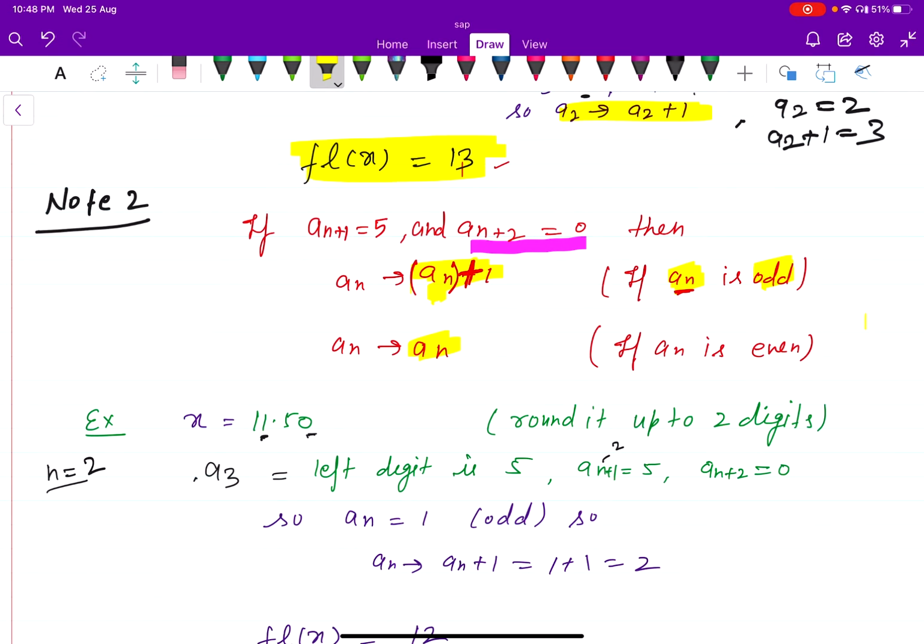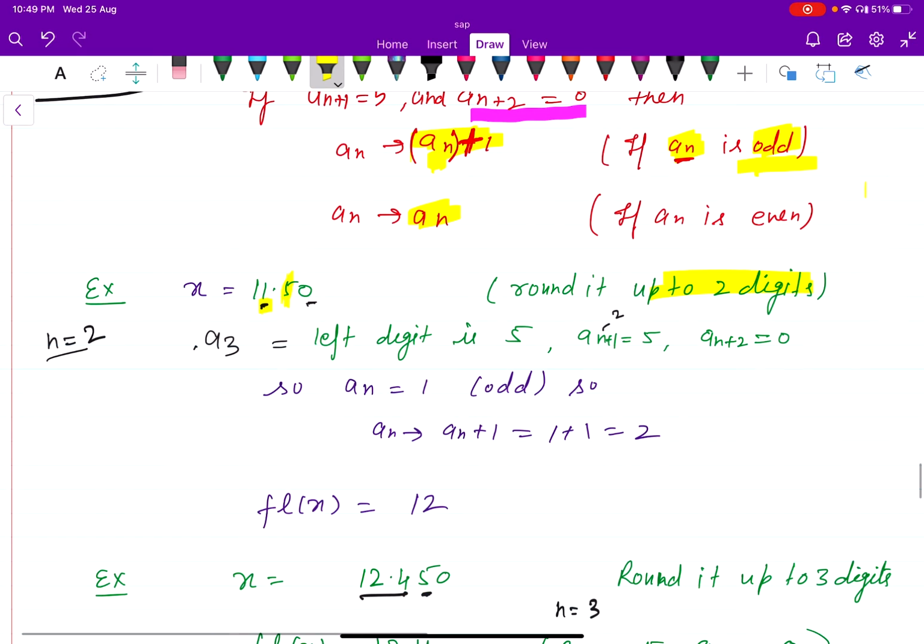Okay. So let us take an example. x equal to 11.50. Round it up to 2 digits. So what we will do? Up to 2 digits, the number is 11.50. So we will take the third element. This third element is 5 and the fourth element is 0. Now we will again check what is the second element. The second element is odd as per this case. So we will add 1 to this. So 1 is odd here. That's why the rounded number will be 12.